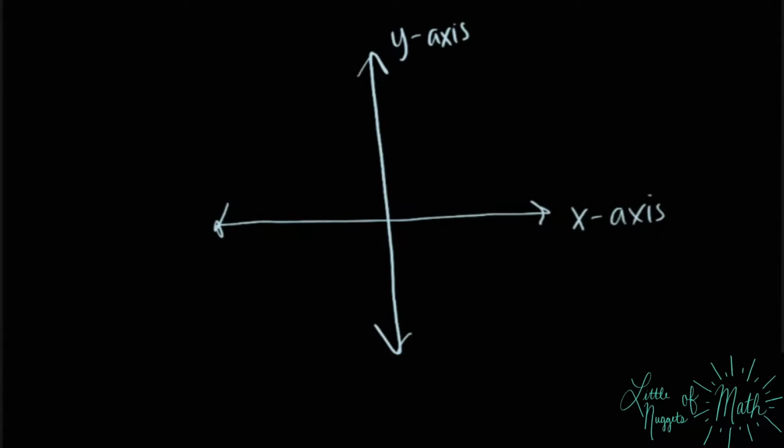Another way to describe plotting x and y coordinates on the Cartesian plane is rectangular coordinates. And that's because when we plot a point, we want to look at the horizontal distance, which we'll call x, and the vertical distance, which we'll call y. And when we do that, we end up with a rectangle.